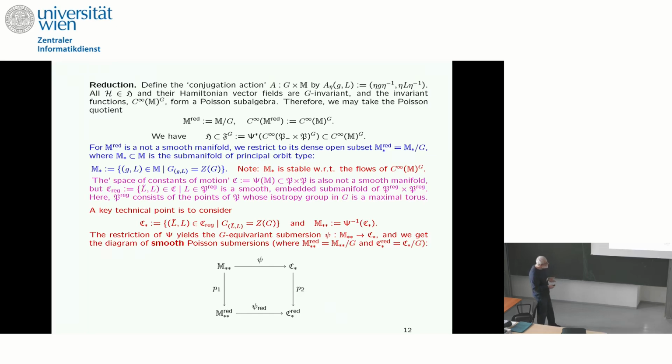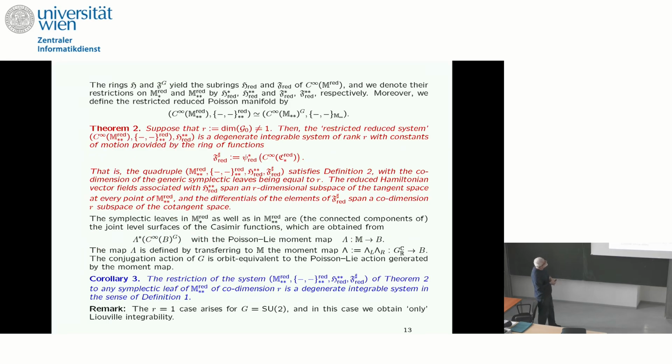So for that reason, whatever function is here, I pull it back to my reduced phase space, this part of the reduced phase space which comes from this M double star. Then it will give constants of motion, and I can count the functional dimension of these constants of motion, the dimension of this manifold. I can count these dimensions, and then in this way I obtain this theorem. I call it the restricted reduced system.